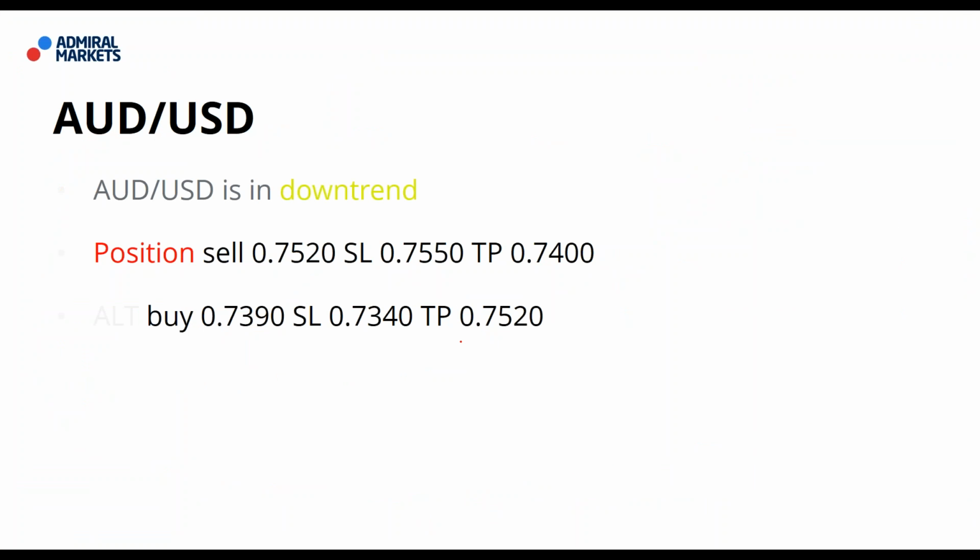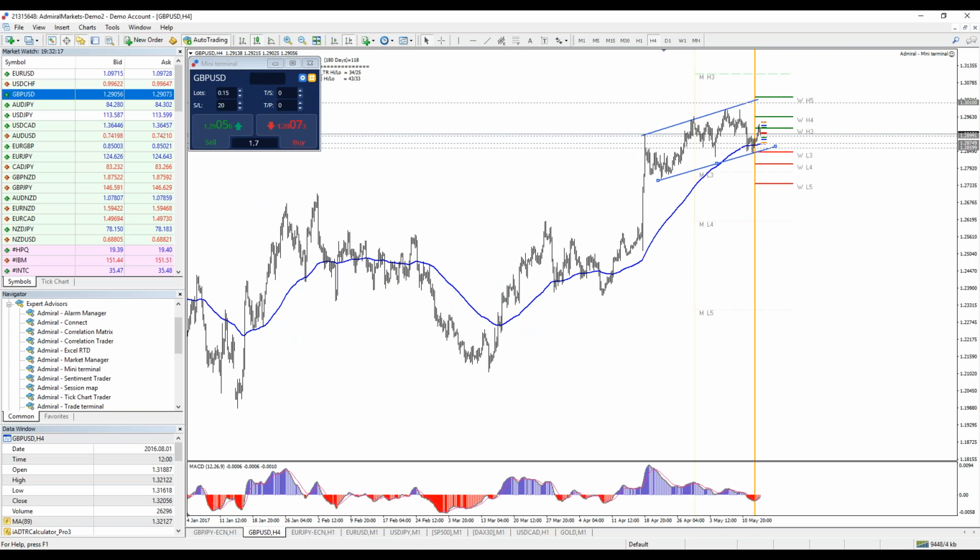Australian dollar is in a downtrend. We can have a sell position around 75.20, stop loss 75.50, TP 74.00. An alternative position could kick in around 73.90, stop 73.40, TP 75.20. Also, there will be some Australian dollar news data soon, so you might want to be careful about trading it, but judging from a technical perspective, this is what we might be waiting for.